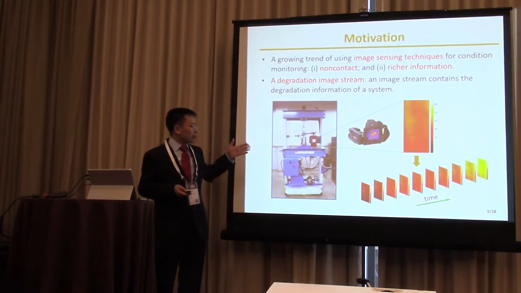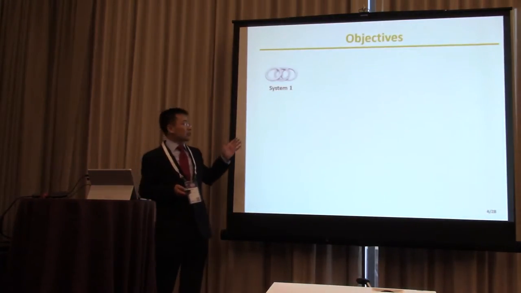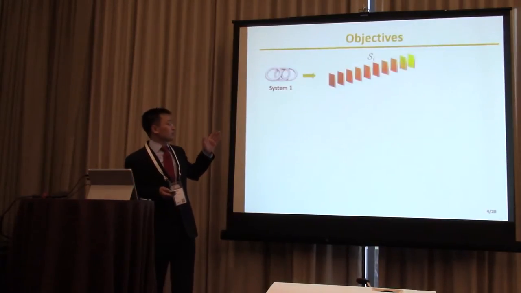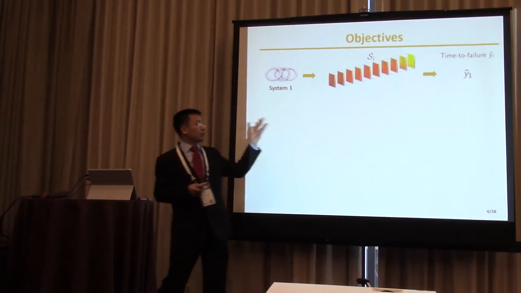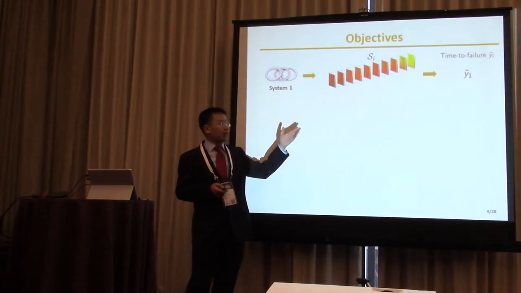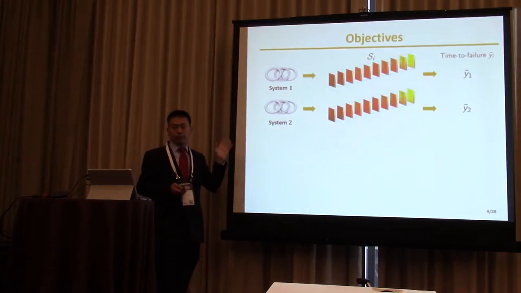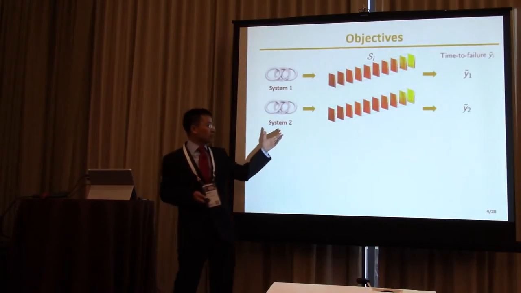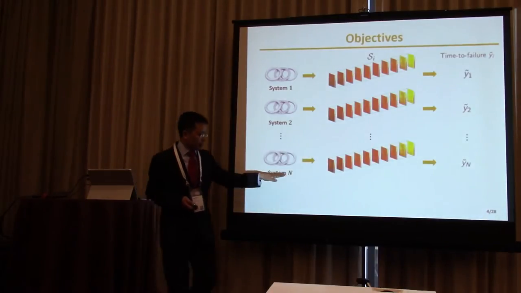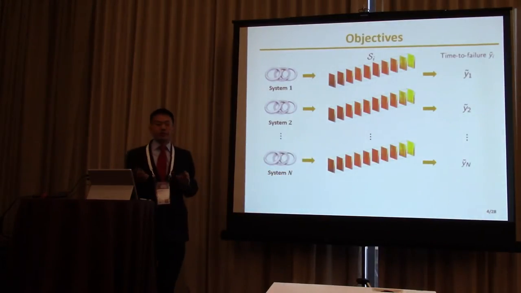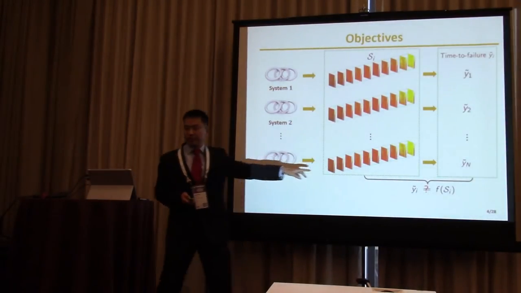Let's say that we have a training data set from n such experiments. For bearing one, we run it from brand new to failure, so what we have is the degradation image stream and its time to failure, or TTF in short. For system two, we also run from new to failure and get its degradation image stream and time to failure, up to system N. We are interested in finding the relationship between these image streams and their TTFs.